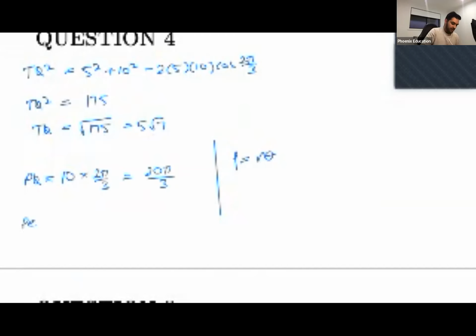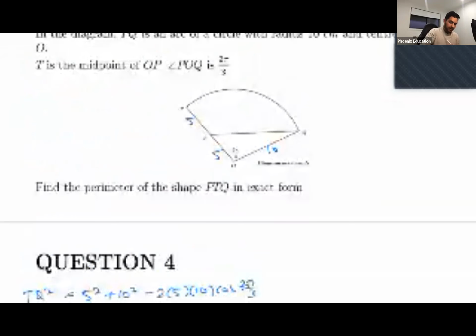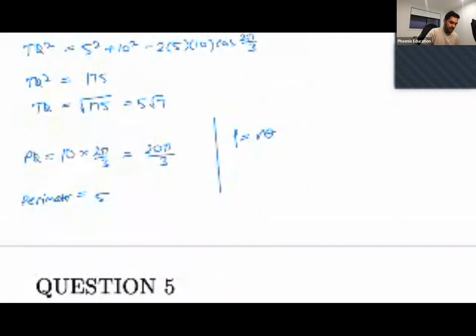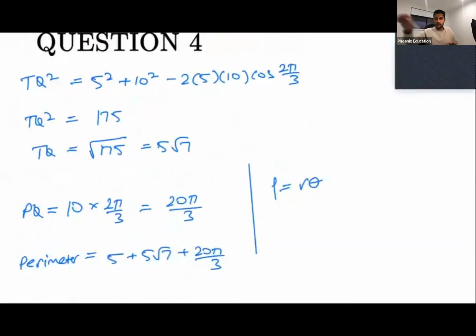So that means the perimeter is just going to be the 5 that we had at first, plus this length here, which we worked out as 5 root 7, and this length here, which we just worked out as 20 pi on 3. So this will be 5 plus 5 root 7 plus 20 pi on 3, okay? And this is the answer to this question. I'll pause here for a second as well.